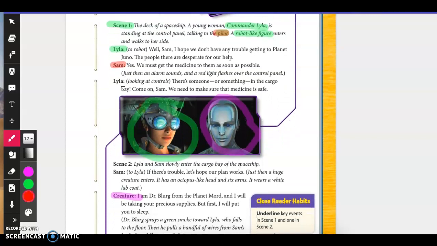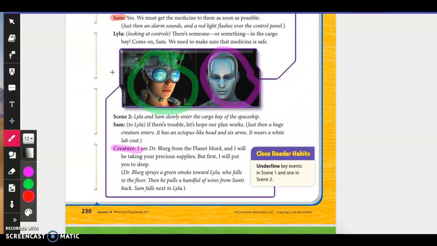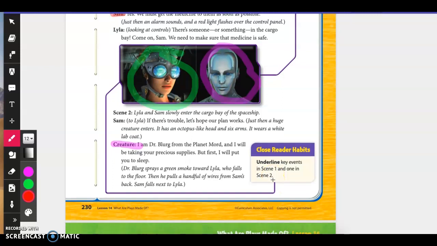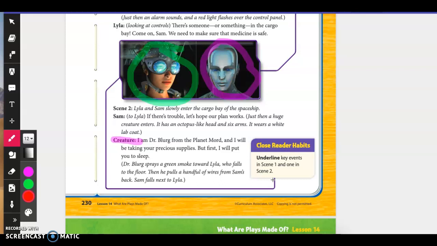So go ahead and read Scene 1 and Scene 2. Remember to underline key events that happen in Scene 1 and in Scene 2. That means the most important thing that is happening. Pause the video and go ahead and read the first 2 scenes.